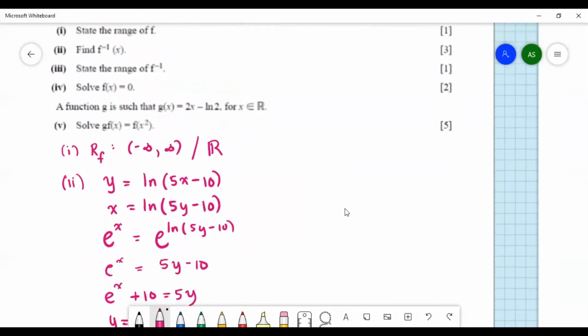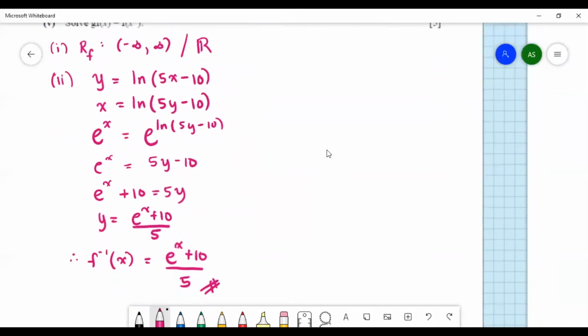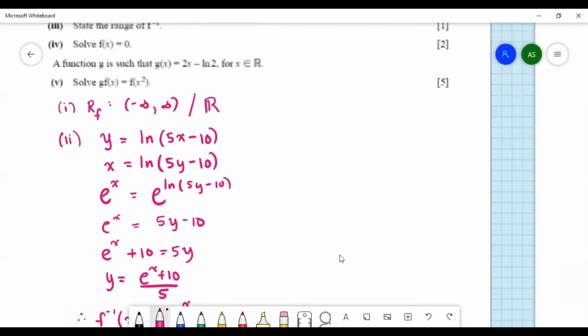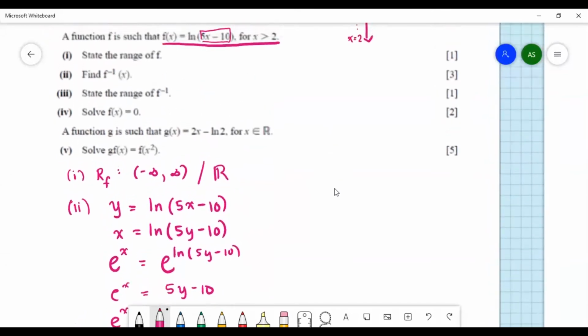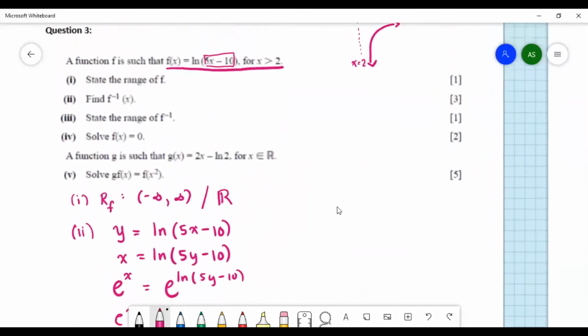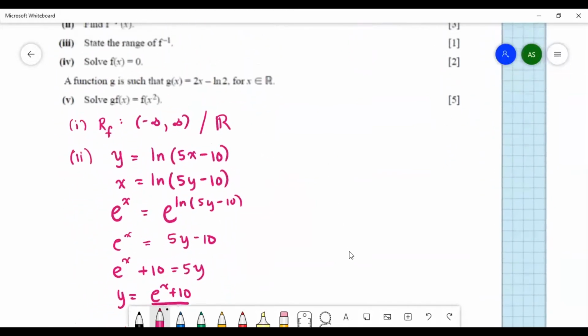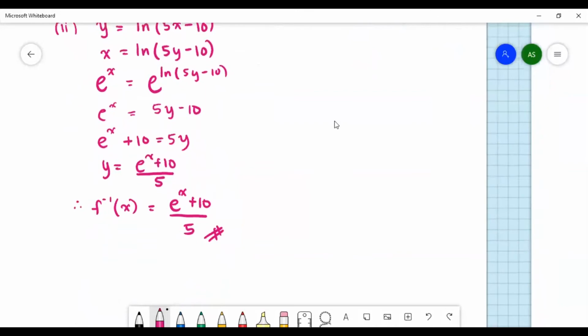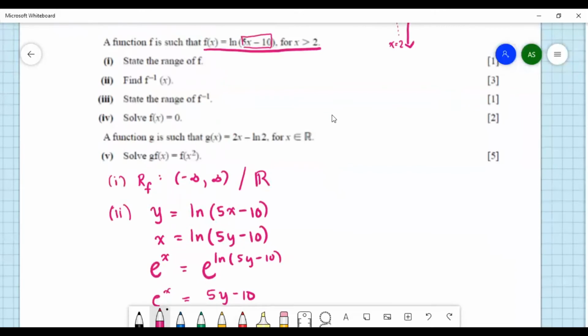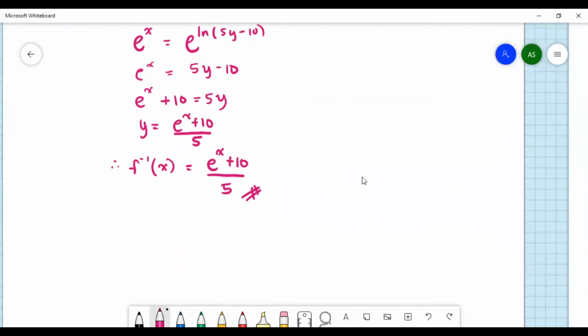Part 3, you need to state the range of your f inverse. Now remember that based on the previous video about the range and the domain of your inverse function, the range of the f inverse is actually the domain of f. Now, going back to the given item, the domain of f is for all x greater than 2. So therefore, that domain becomes the range of your f inverse. So I'm just going to write it here. So range of f inverse is values of y greater than 2.